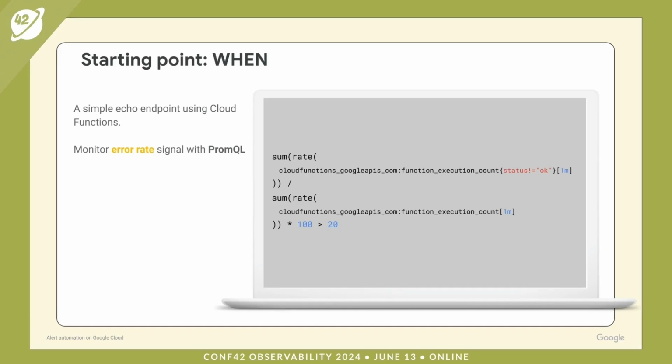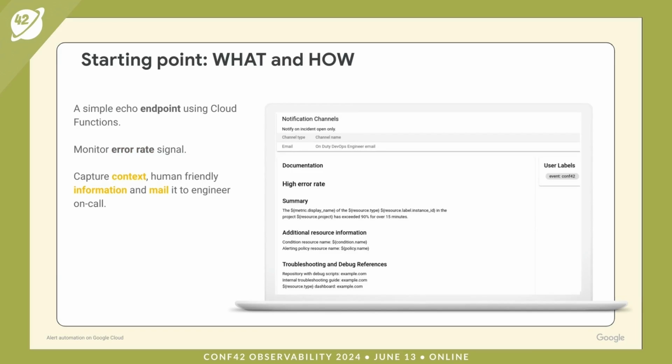Following the best practices that were previously explained, this condition tracks the ratio between error responses and all valid responses of the function execution. When this ratio is above 20%, an alert is raised. The alert policy uses an email notification channel to send information about the alert in the human-readable format. The email is sent once the condition is fulfilled.